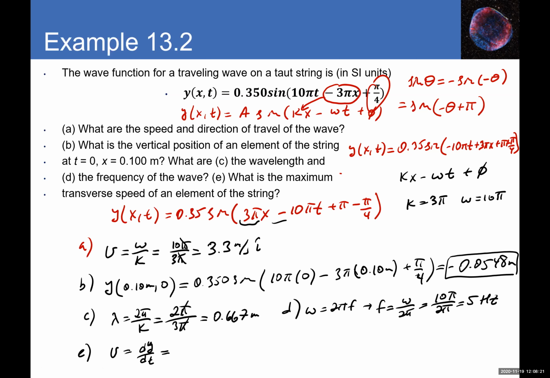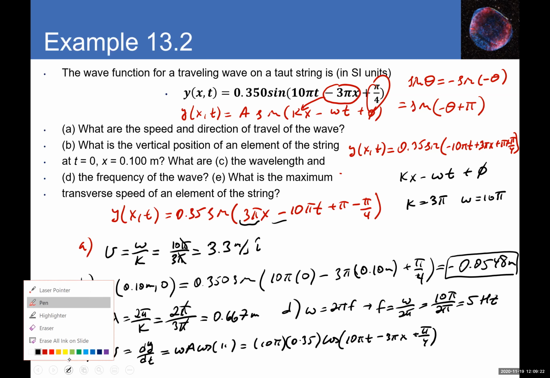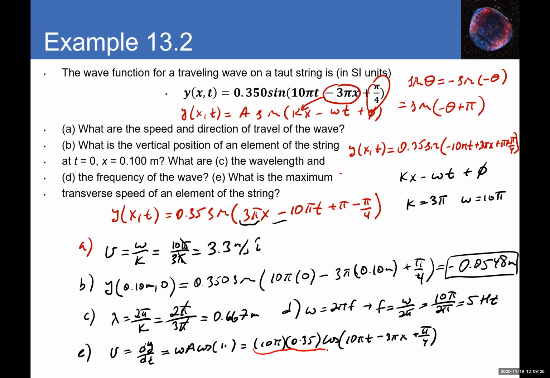If I do it, it becomes omega A cosine of the argument, right? Omega is 10 pi, amplitude is 0.35, and then cosine of 10 pi t minus 3 pi x plus pi over 4. And if you remember, for the cosine, the coefficient in front of the cosine function is what we use as Vmax. It means Vmax is omega times A. So Vmax is 10 pi times 0.35, and we're going to get 11 meters per second. So this is the maximum speed, 11 meters per second.